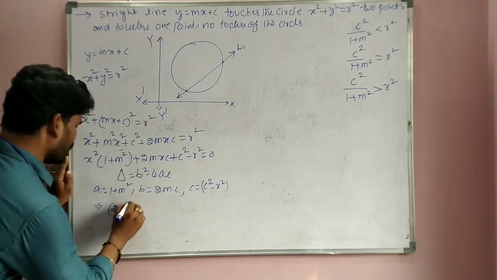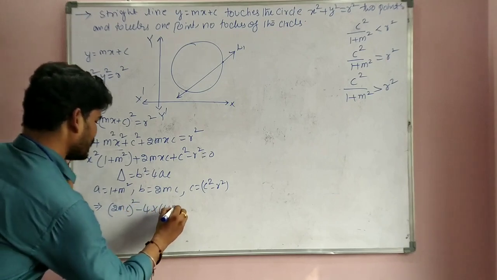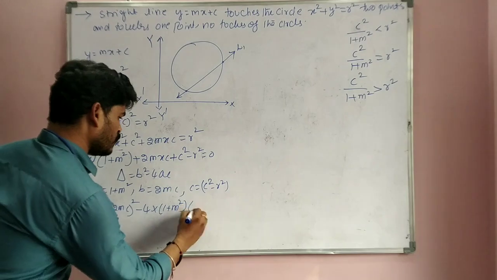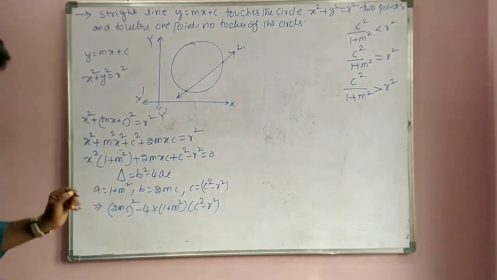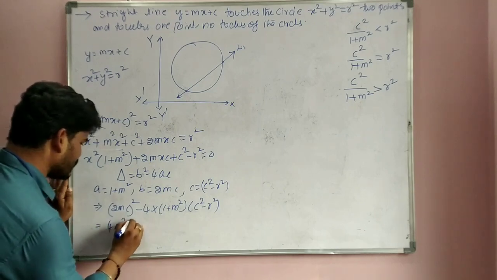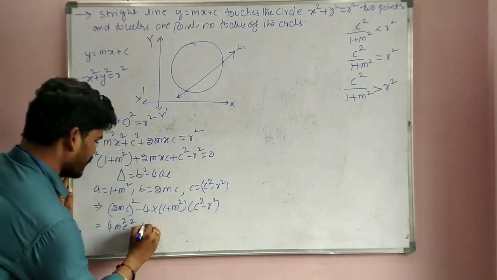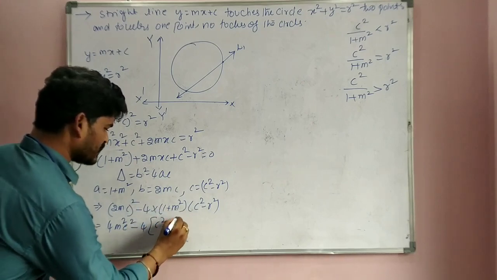So these values we are substituting in this above equation, we will get (2mc) whole square minus 4 into (1 plus m square) into (c square minus r square). Therefore, 2 square is nothing but 4, so 4m square c square minus 4 into 1 into (c square minus r square).